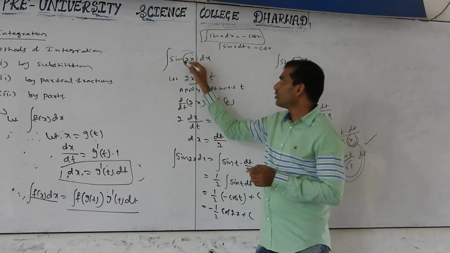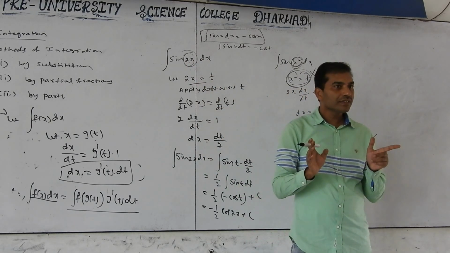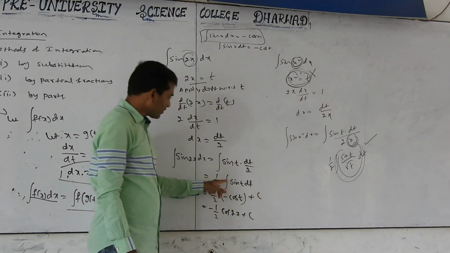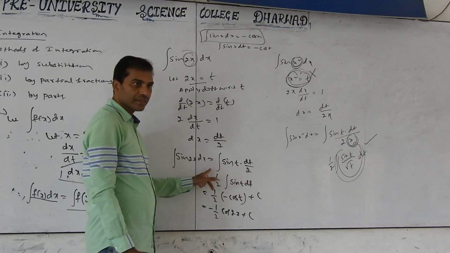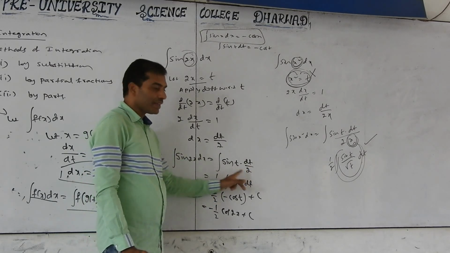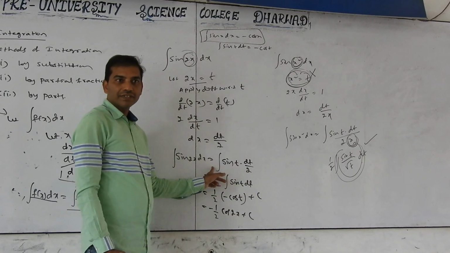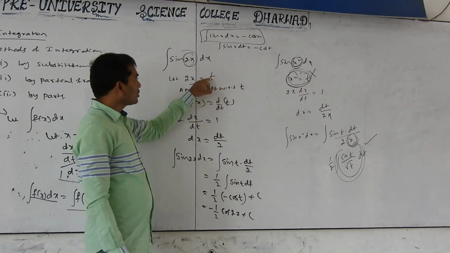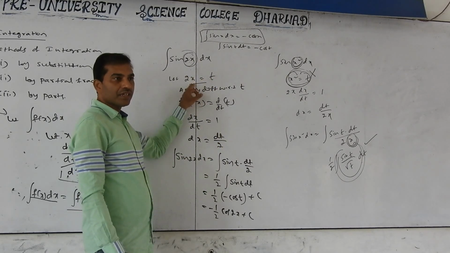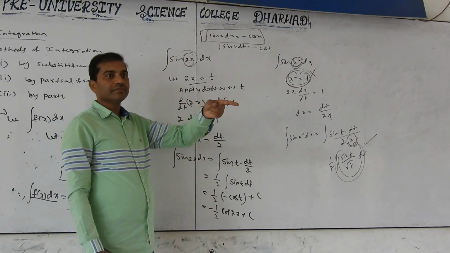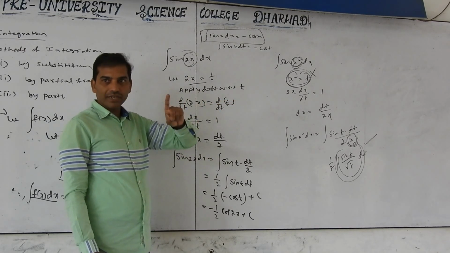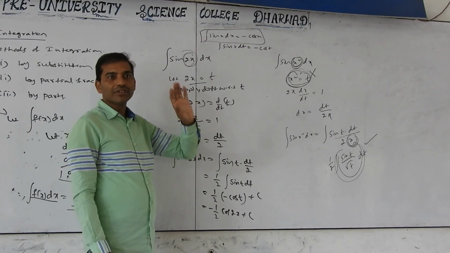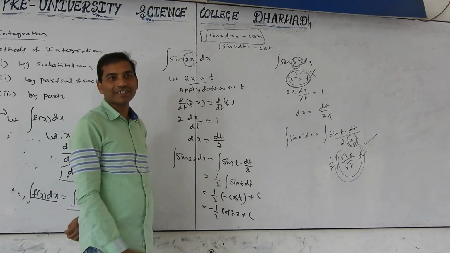Here, for 2x equal to t, the differentiation is 2. 2 is constant, no problem. A constant we can take common at last, so here we got the constant 1 by 2. But if a variable is there, we can't take it out. Instead of 2, if x comes here, we can't take it out, and finding the integration is very difficult. So when you assume something as t, its differentiation should either be a constant or 1. Then you can assume it as t. If it is a variable, don't assume it. That is the most important point.